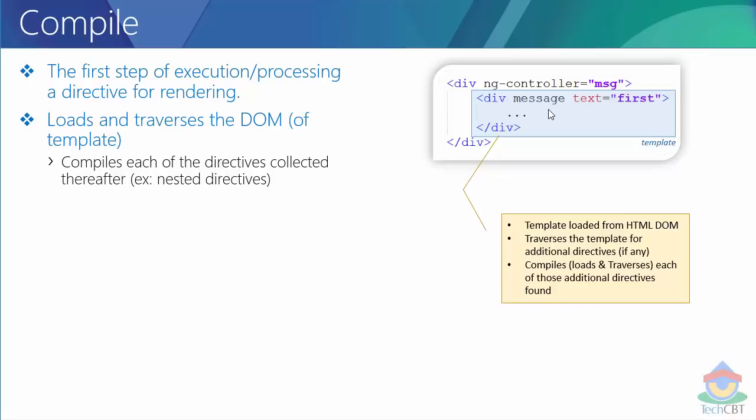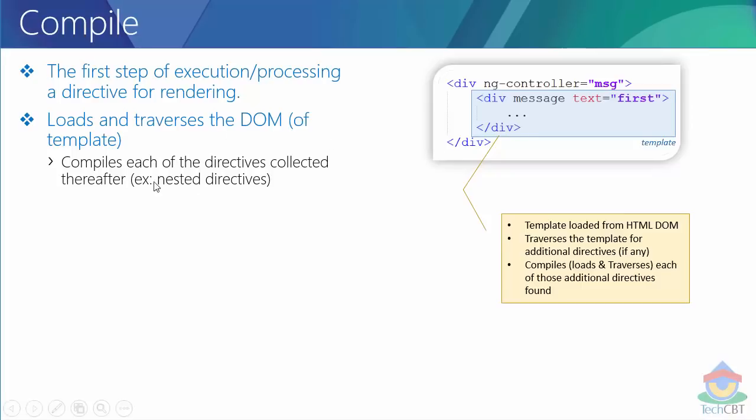Whenever I say traverse it, it means it tries to find any kind of additional directives it might have. For example, in this case I have message. I might have ngIf, I might have ngRepeat or other directives as well. It is the AngularJS framework's job to figure out any other directives which may be made available as part of the same template or part of any of the child directives as well. This div might have some children, and each of those child markup elements might have their own directives as well. All of those will be taken into consideration whenever it tries to compile that directive.